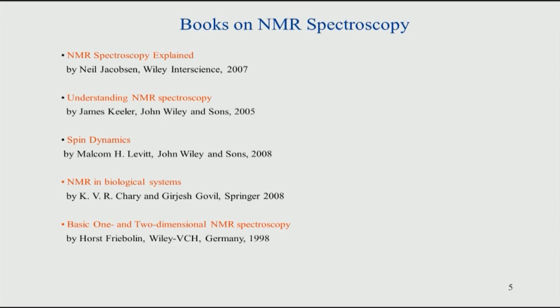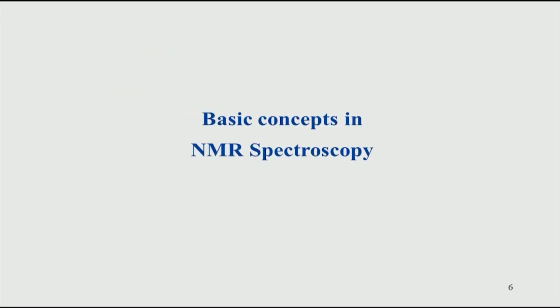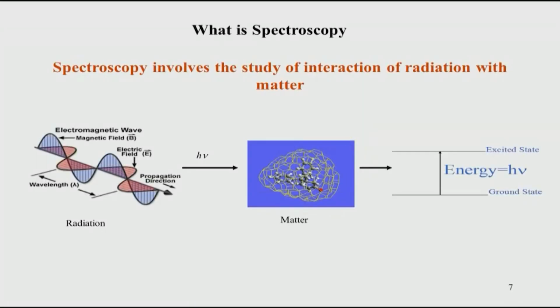So, we need to first understand what spectroscopy is in general, what it means, and what we actually do in spectroscopy. So, let us start from basic concepts in spectroscopy first, and then move on to NMR. Spectroscopy involves the study of the interaction of radiation with matter.